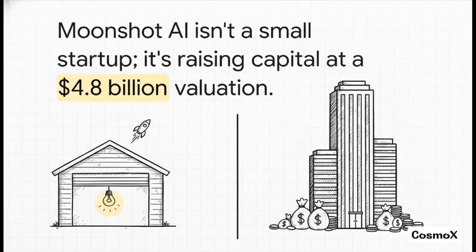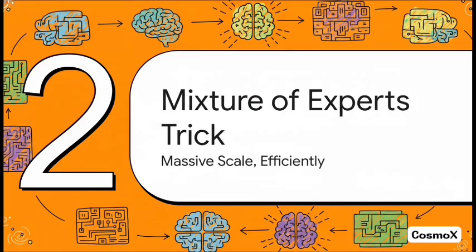Moonshot AI is reportedly raising funds at a mind-blowing $4.8 billion valuation. Yeah, you heard that right. This is no scrappy underdog project. This is a heavyweight, well-funded operation with one goal: to take on the champs. So, the big question is, how on earth did they do it? How do you build a model that can even attempt to compete at this level?